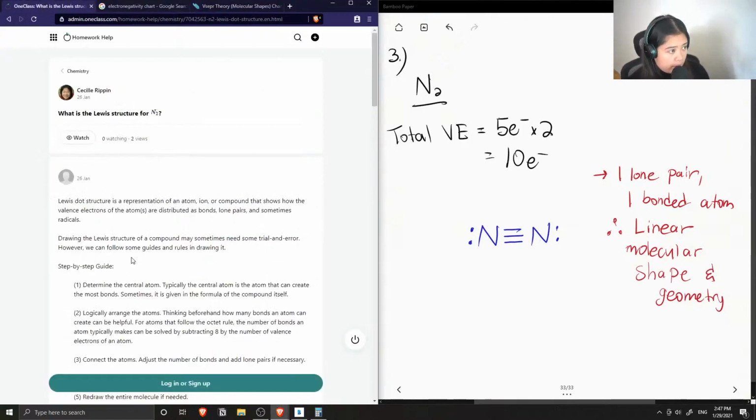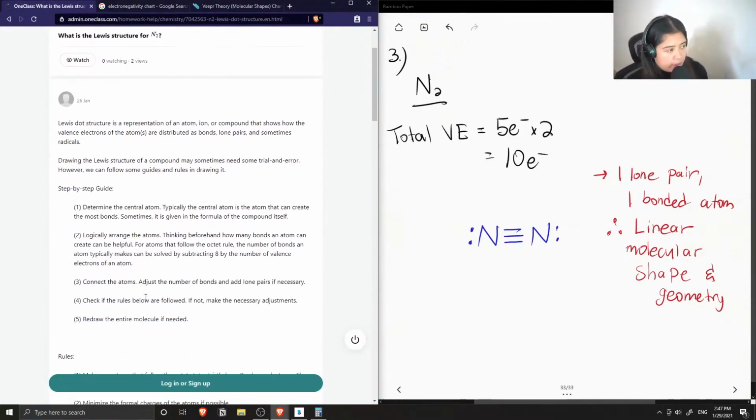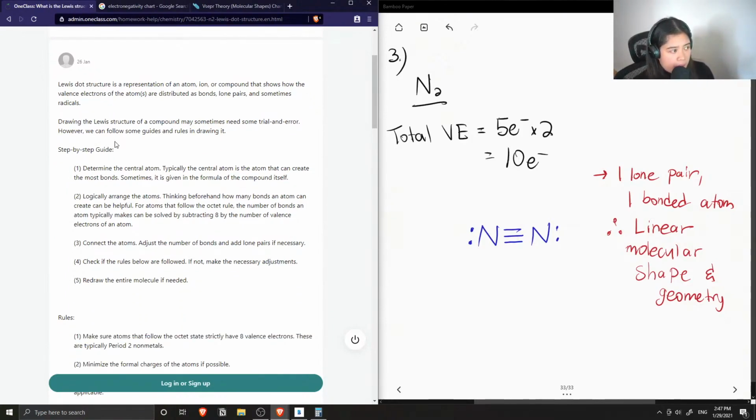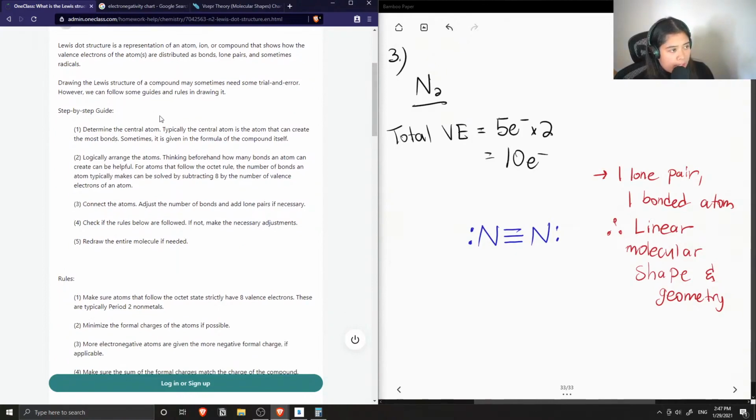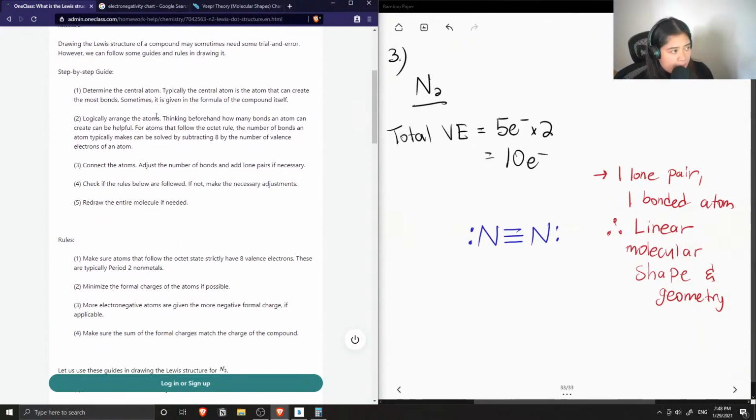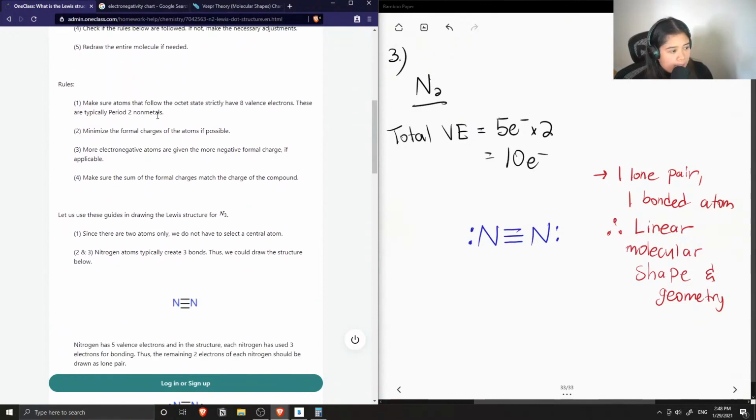Okay, so the junior tutor said that a Lewis dot structure is a representation of an atom, ion, or compound that shows how the valence electrons of the atoms are distributed as bonds, lone pairs, and sometimes radicals. And it may need some trial and error, so they have a step-by-step guide and some rules that will help us draw out the structure.